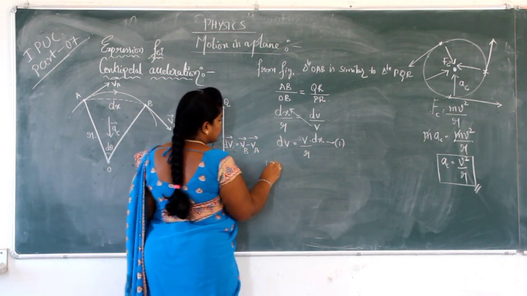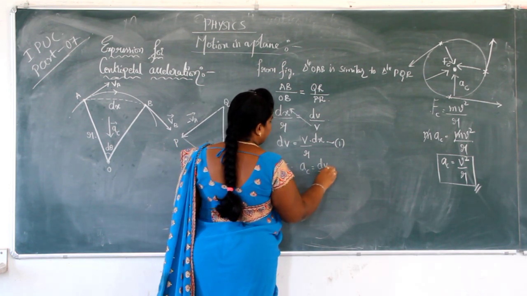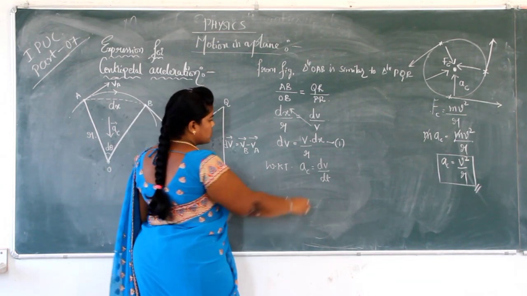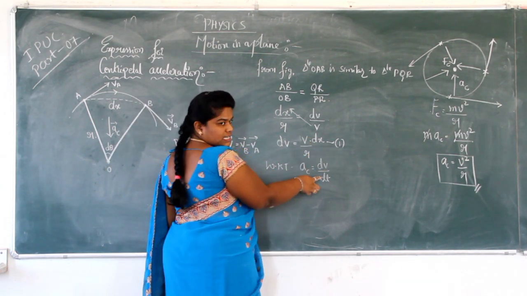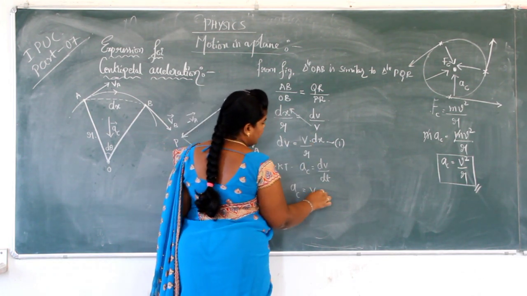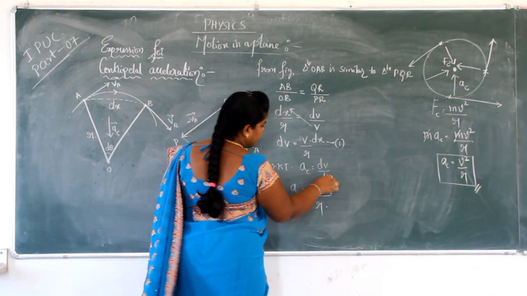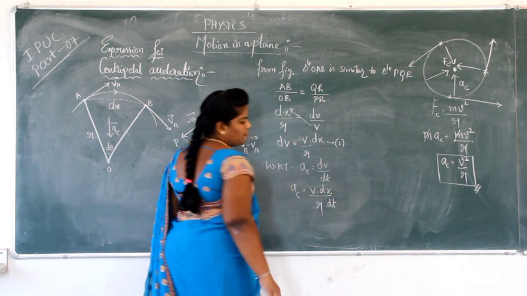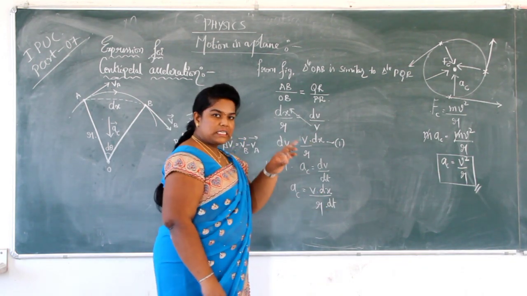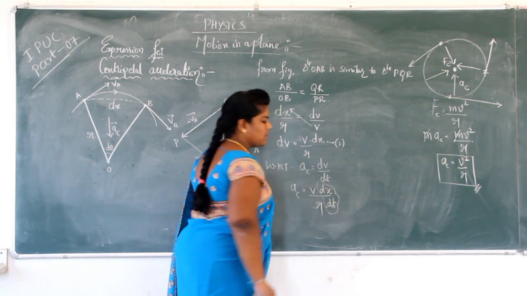You know how to write acceleration? Acceleration can be written as rate of change of velocity, that is dV by dt. So I have to put equation 1 in this equation. So AC is equal to dV, that is, v into dx divided by r into dt. My dear students, you know that rate of change of displacement is called velocity, that is, dx by dt is called velocity.